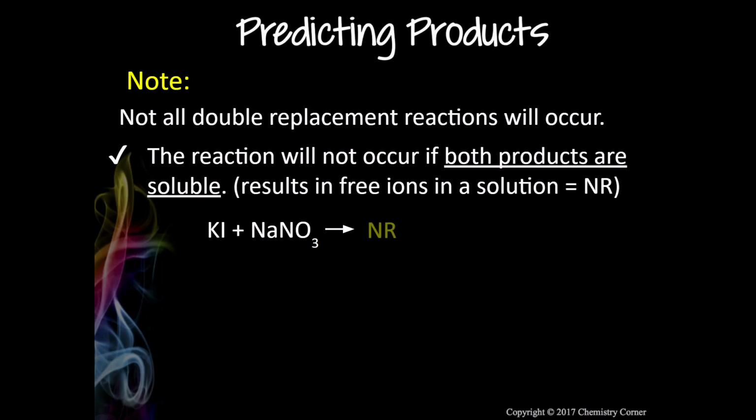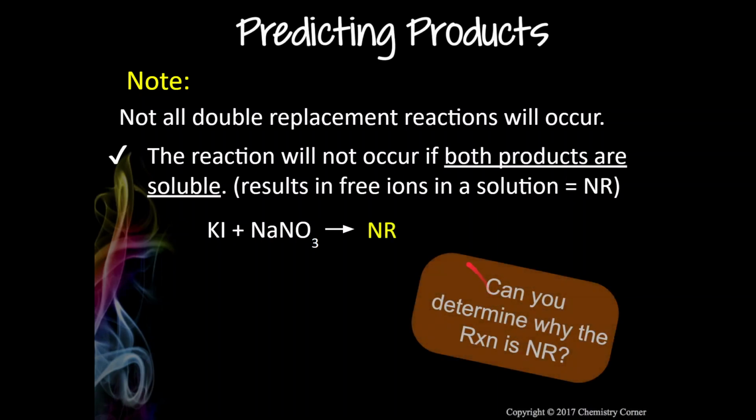Not all double replacement reactions will occur. It will not occur if both products are soluble. It will only occur if both reactants are soluble and only one product is. Again, that's a slight exception if it forms the neutralization with water, or if it forms a soluble with a gas. But the gas will form and then release from the water. So in this case, we have a non-reaction.